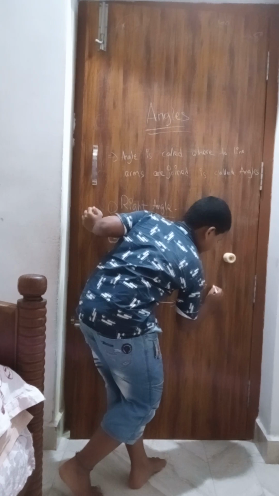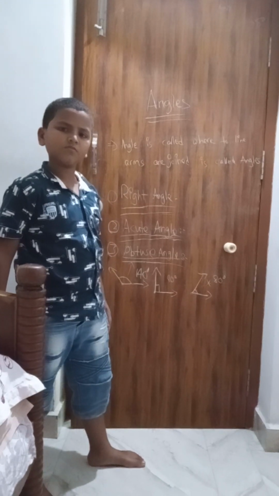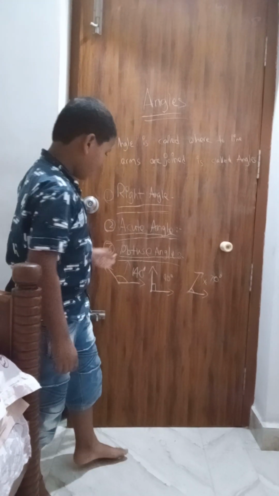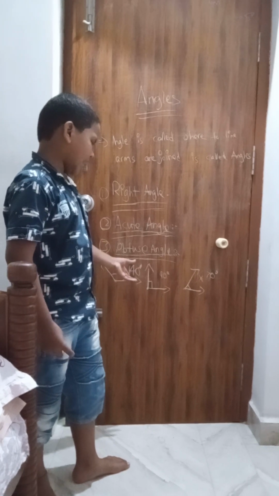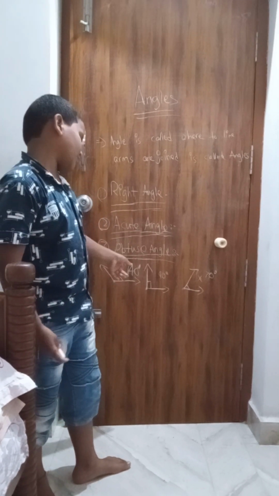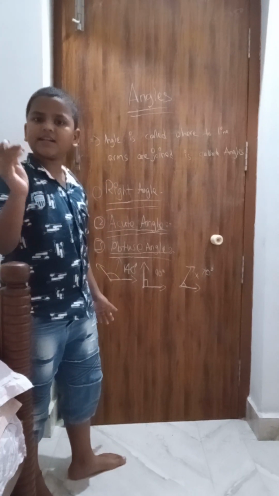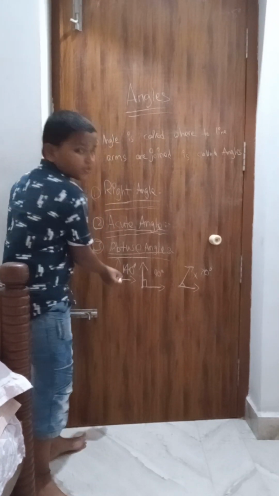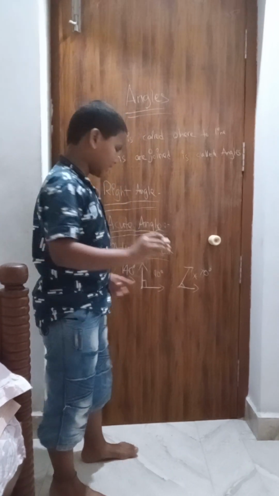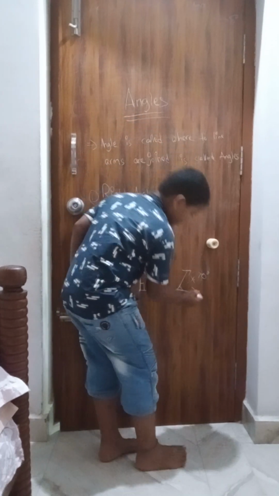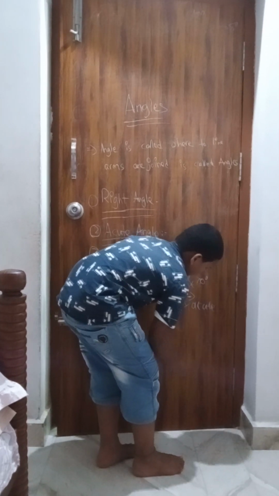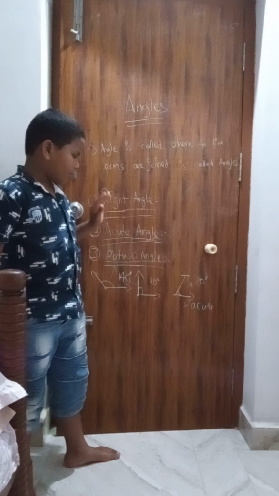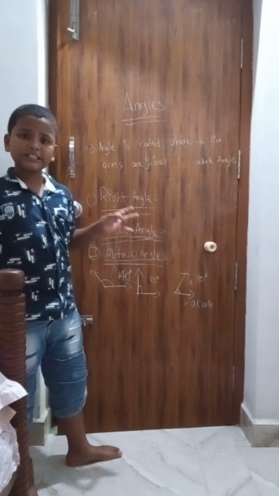See, it is bigger than 90 degrees. If it is 140, it is 50 degrees more than 90 degrees. Which is more than the 90 degrees right angle is called an obtuse angle. And which is smaller than the 90 degrees angle is called an acute angle. This is about these angles. And next one is straight angle.